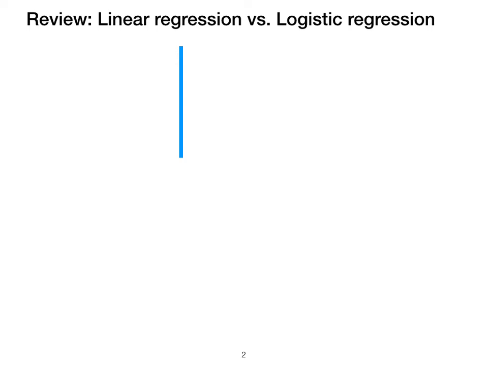Before we get into the new materials, I would like to do a review. This is on linear regression versus logistic regression. So how are they different?